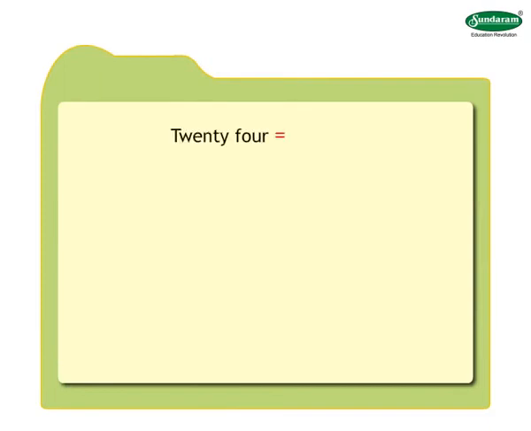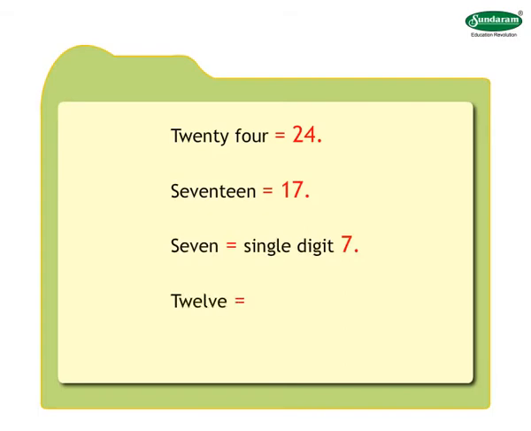Twenty-four is equal to 24, that is 2 for 20, 4 for 4 units. Seventeen is equal to 17. Seven is equal to single digit 7. Twelve is equal to 12. Twenty-one is equal to 21.